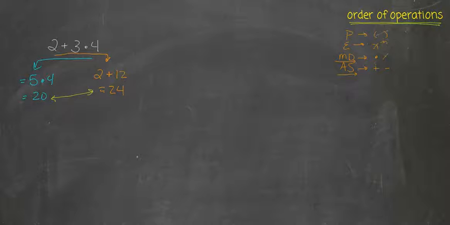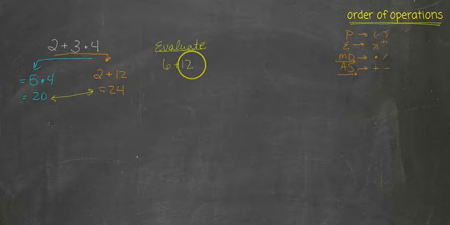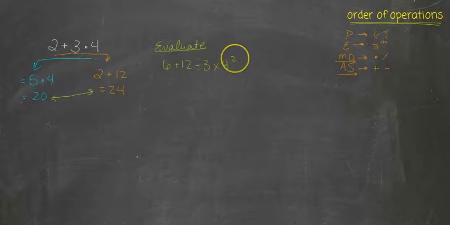Okay, so let's do a bunch of examples because that's the best way to see how order of operations works. So let's evaluate, which just means do the work on it, right? Let's evaluate the expression 6 plus 12 divided by 3 times 4 squared. So I have a bunch going on here. I have a plus sign, I have division, I have multiplication, and I have an exponent.